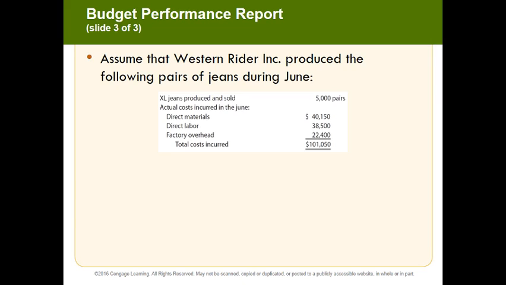So Western Rider produced these jeans during the month of June. They actually produced and sold 5,000 pairs. The actual costs that they incurred are broken down here with $40,150 in direct materials, $38,500 in direct labor, and $22,400 in factory overhead for total costs of $101,050. This is the information that we can compile from the current accounting reports because this is what actually happened.